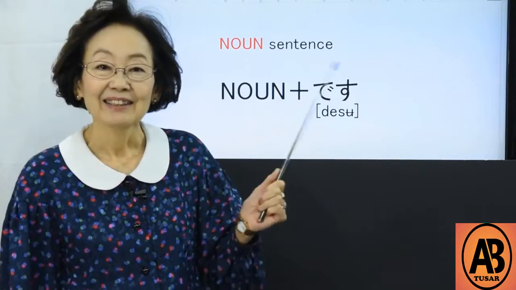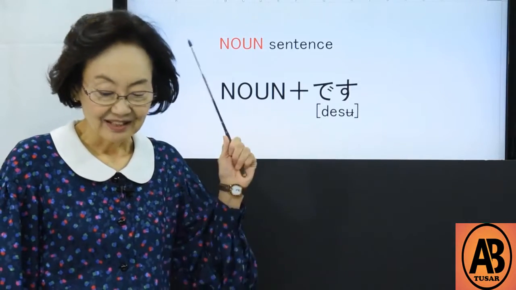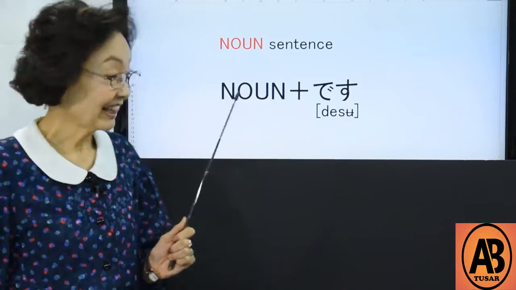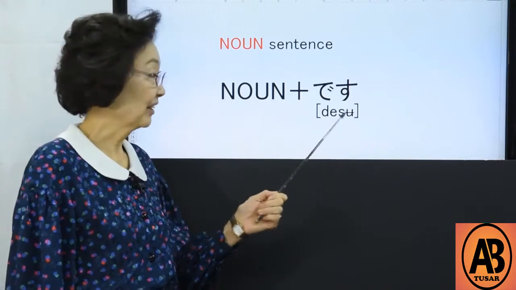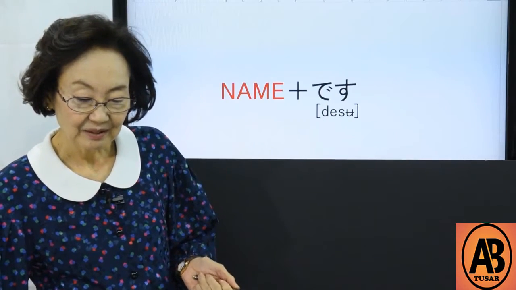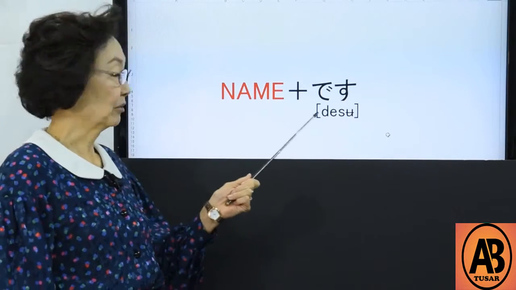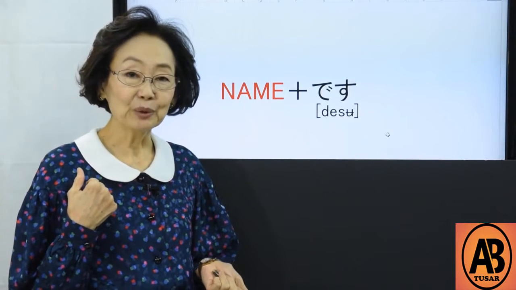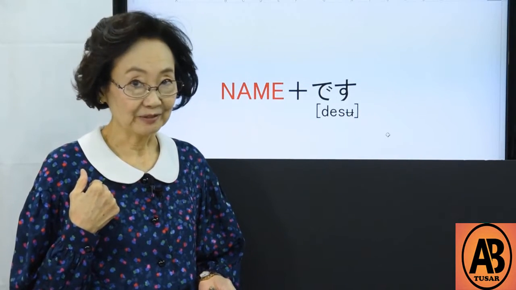Okay? Noun sentences are very simple and easy to make. Just add desu after the noun. Okay? For example, name desu. So, Iwasaki desu. This is how you introduce yourself.